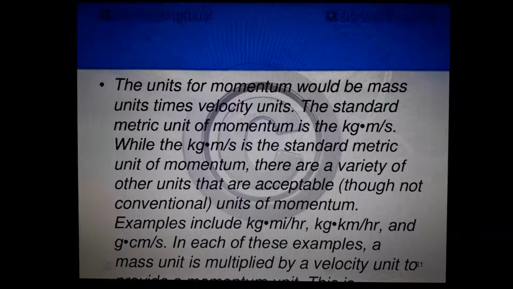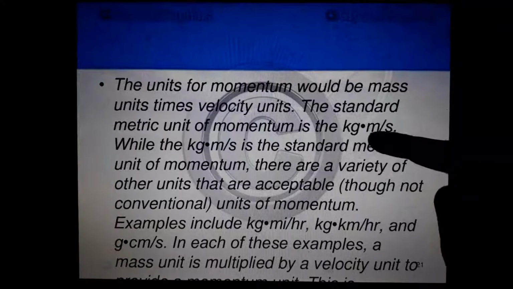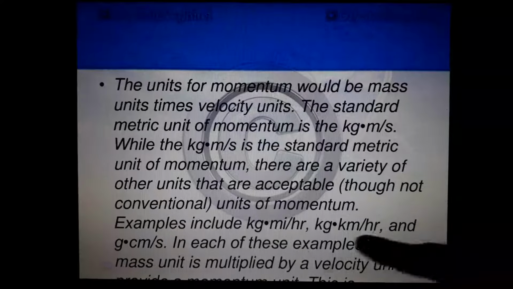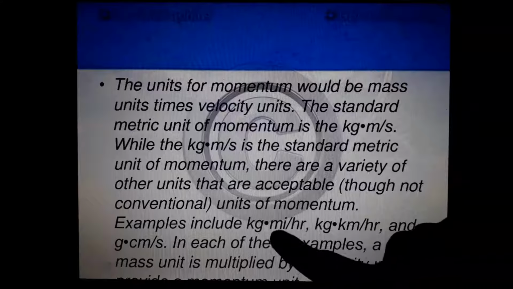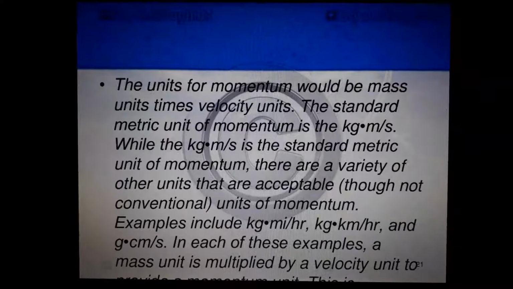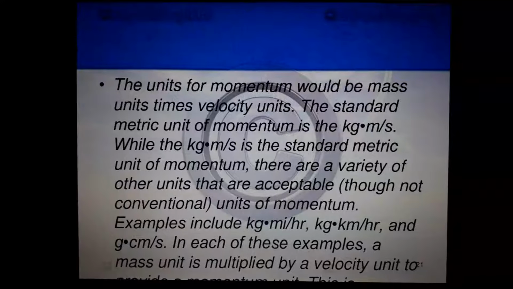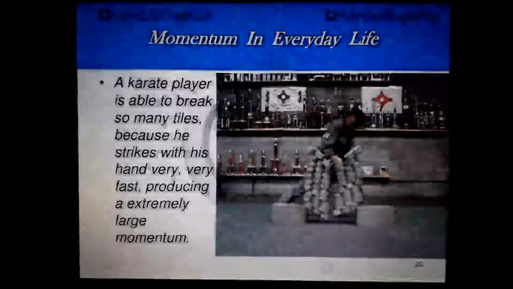In each of the examples, a mass unit is multiplied by a velocity unit. Velocity has mile per hour, another one is kilometer per hour. But in the common case, we are using this one. This is the standard unit. Some places kilometer is used, some places mile is used, some places centimeter is used. But at the international level, the standard unit is always what? The standard unit is always meter and second. Understand? Not hour.